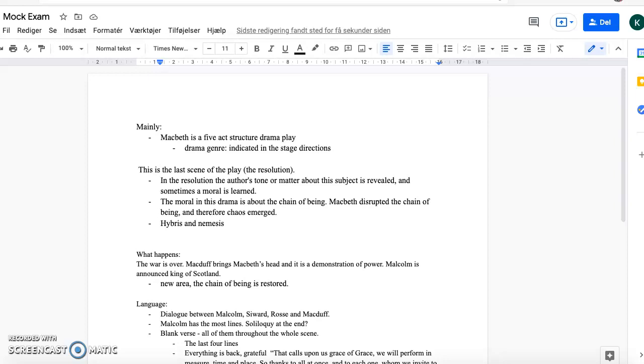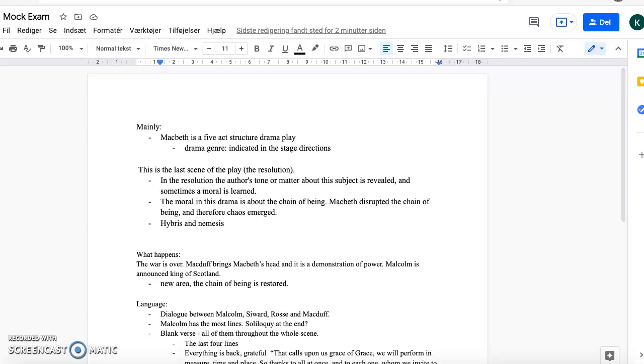It's indicated in the stage directions, like Macbeth enters or Lady Macbeth leaves and stuff like that. Also, since this is the last scene of the play, we know that this scene is a part of the resolution. And in the resolution is where we learn the author's tone or matter about the subject or the general theme that the entire play is written upon.